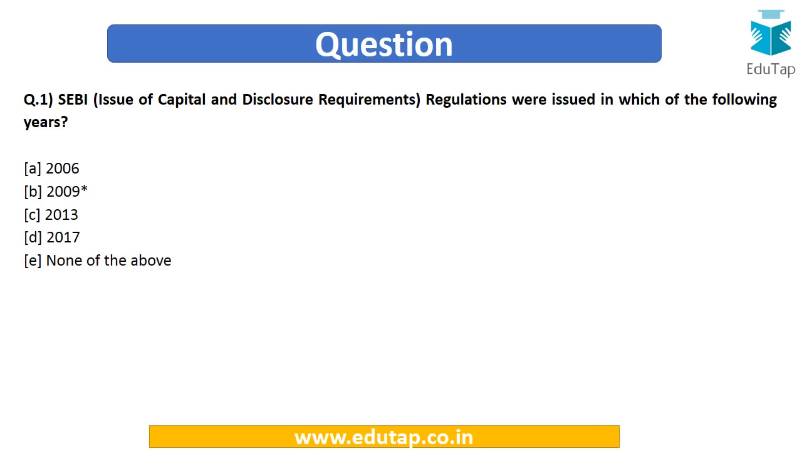So friends, now we can easily answer this question that SEBI issue of capital and disclosure requirements regulations were issued in 2009. So the correct answer will be option number B.